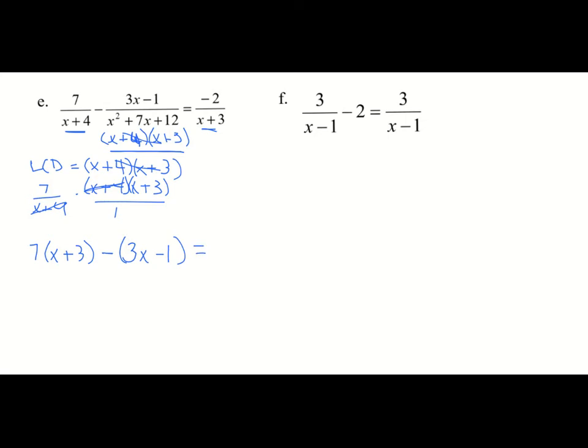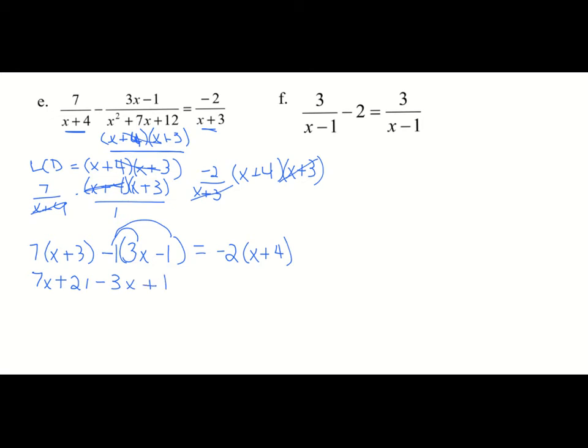And then for our last fraction, we have negative 2 over x plus 3 times x plus 4 times x plus 3. And my x plus 3's cancel, leaving me with negative 2 times x plus 4. So I need to distribute here. And I'm going to have 7x plus 21. I have to distribute that negative to each term in my expression. So negative 3x plus 1. And it's going to equal negative 2x minus 8.